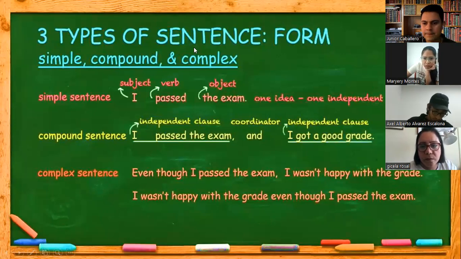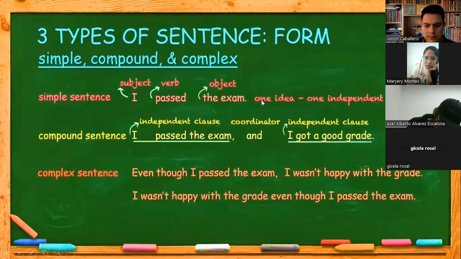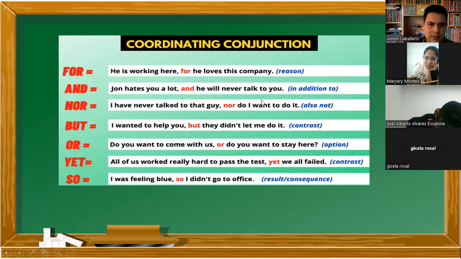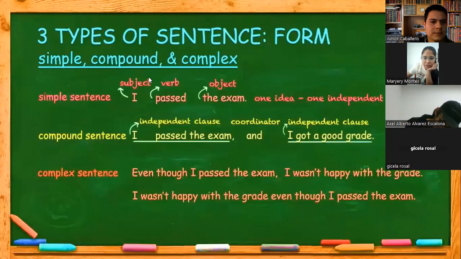How was the last one? Coordinating what? Which one? Sorry? The last one, the last one, diapositiva. This one, coordinating conjunction. Yes, this is the coordinating conjunction. We have 1, 2, 3, 4, 5, 6, 7. Yes, we have 7. We're going to talk about this later on. Let's get started with this first.